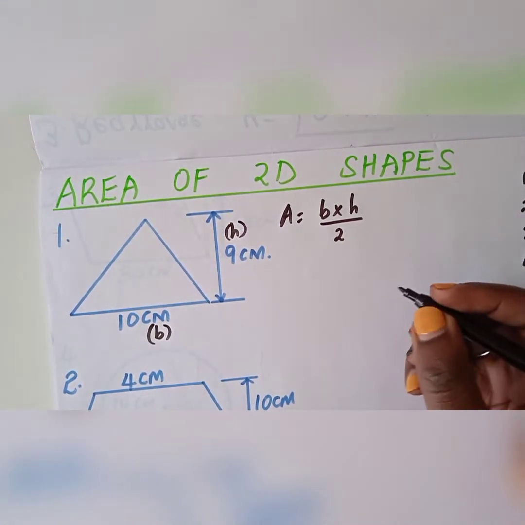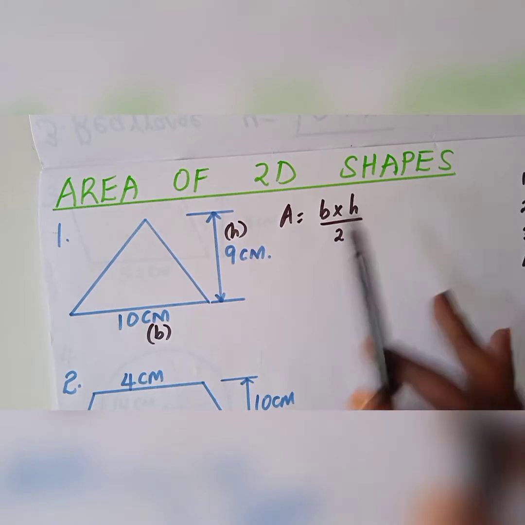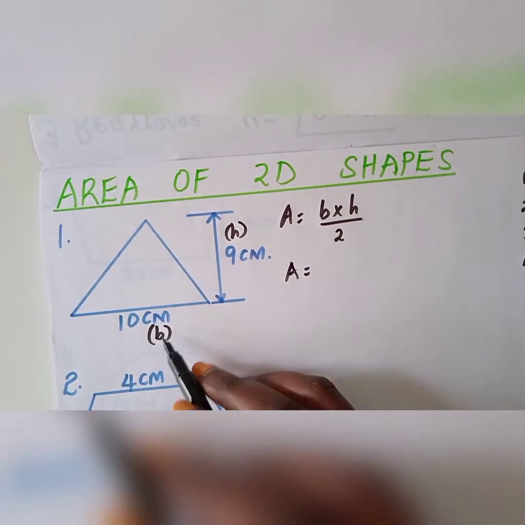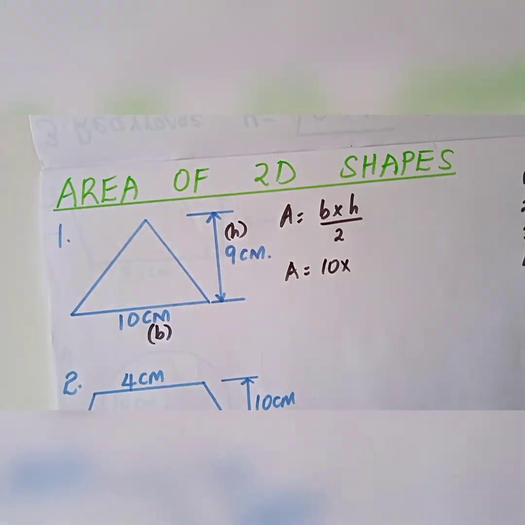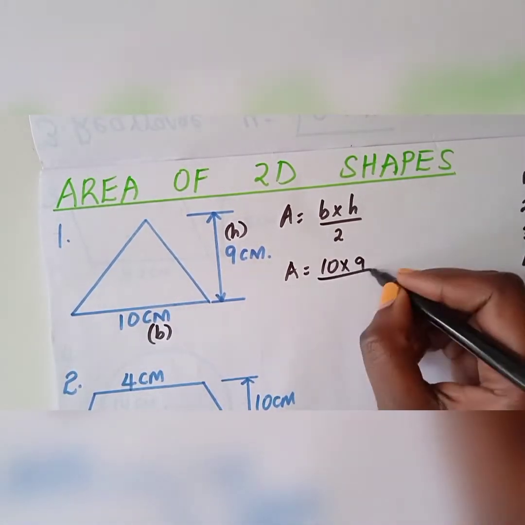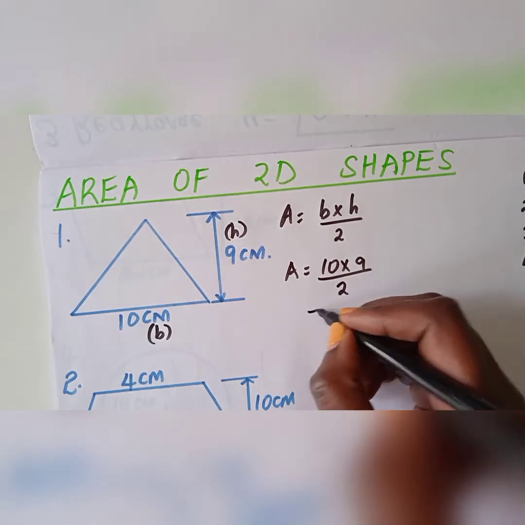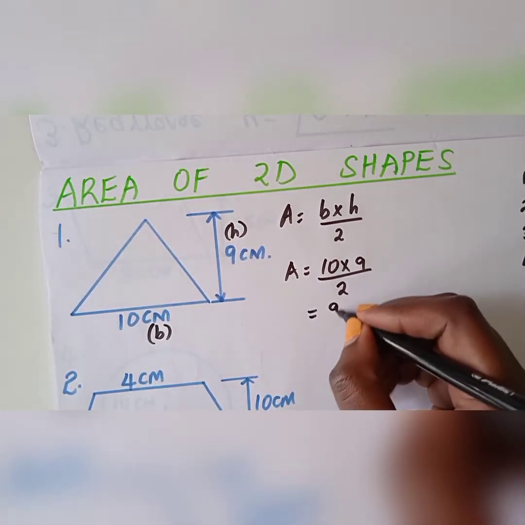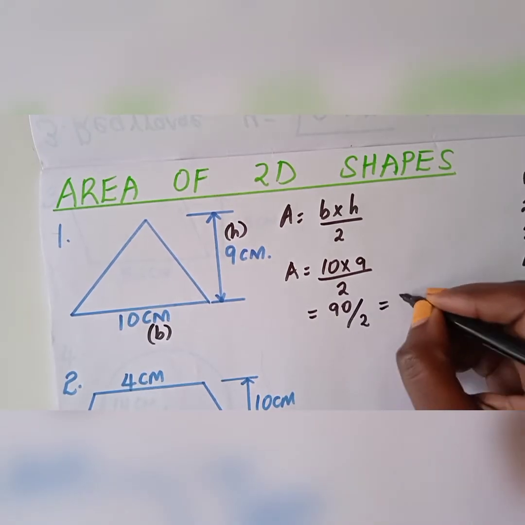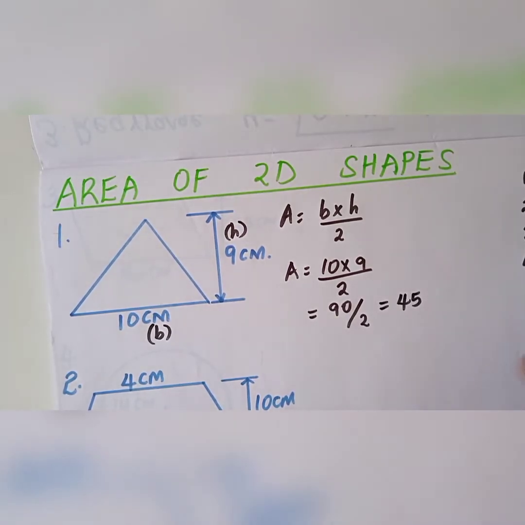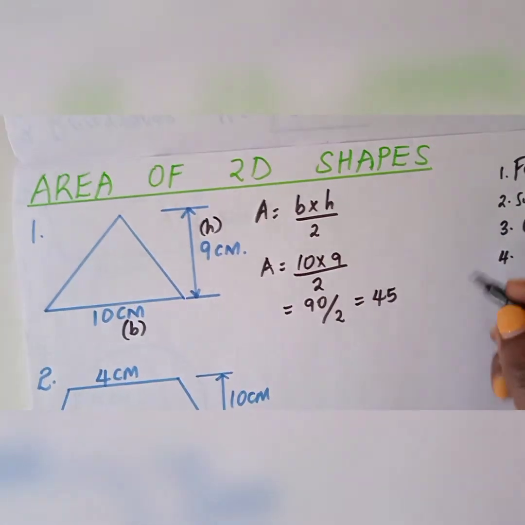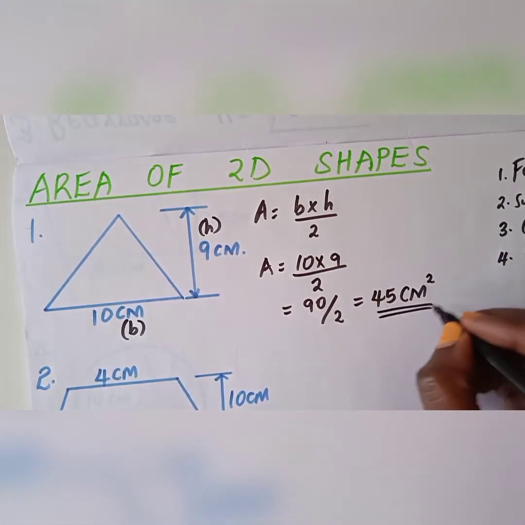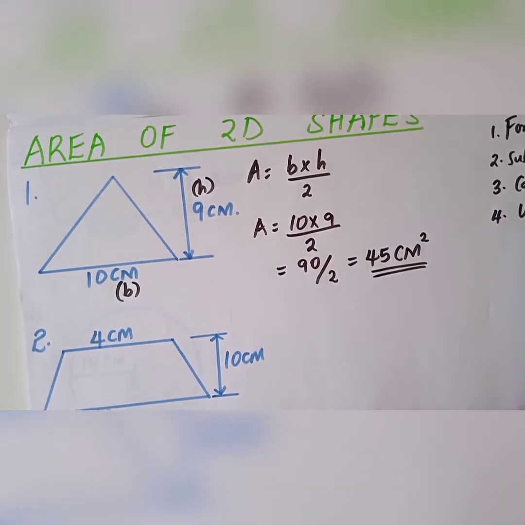Now step number 2, you substitute the values. Area equals, our B is 10 and H is 9, divided by 2. And here we're going to get 10 times 9 is 90. 90 divided by 2 is 45. And for area, the unit is centimeter, so you write centimeter squared. So squared for all the areas.